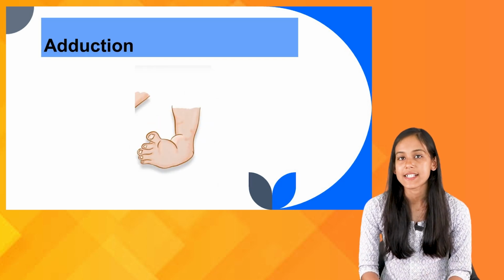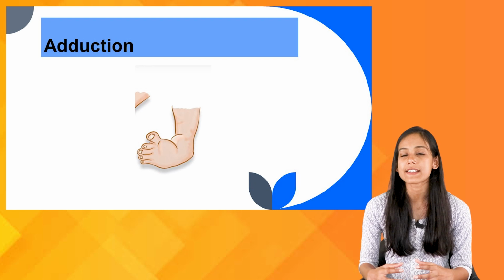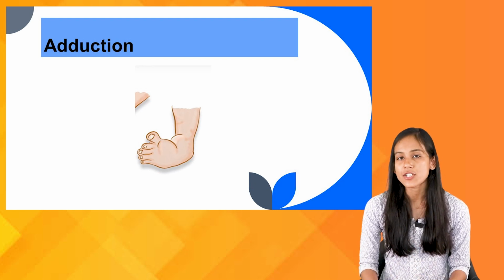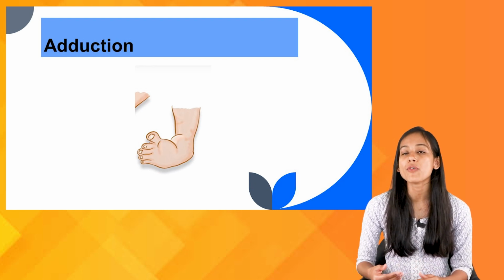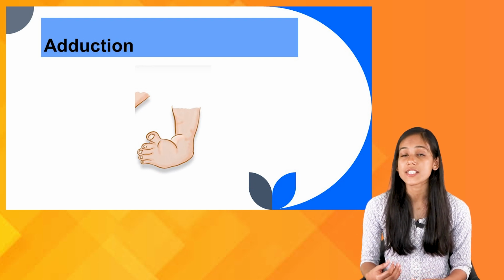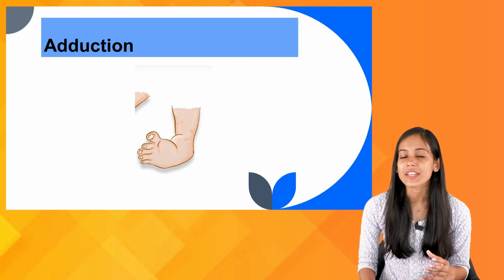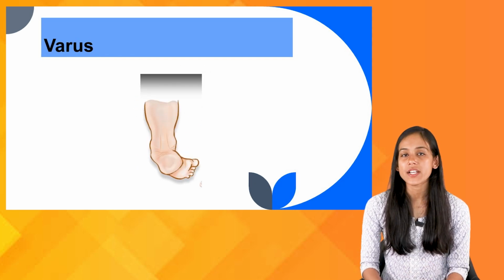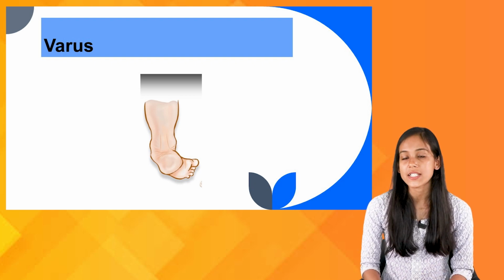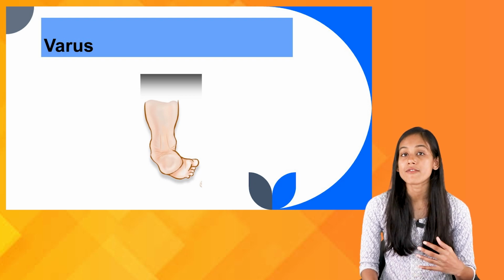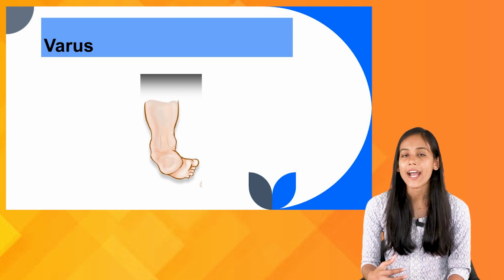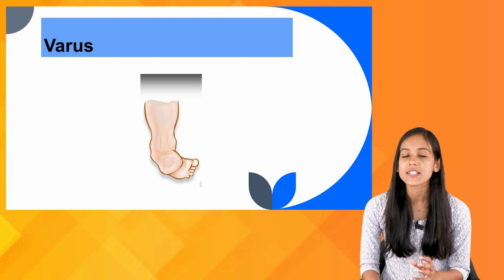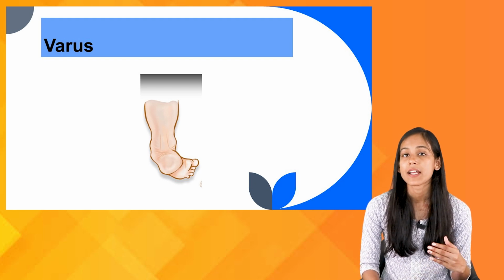And the next one is adduction. So what does adduction mean? Adduction of foot means movement of the foot towards the body's midline. That is what is called adduction of foot. And the next one is varus. So what is varus? In varus of foot we can see the inward turning of the heel or inversion of the foot, and that results in clubfoot. So this is what is called varus.